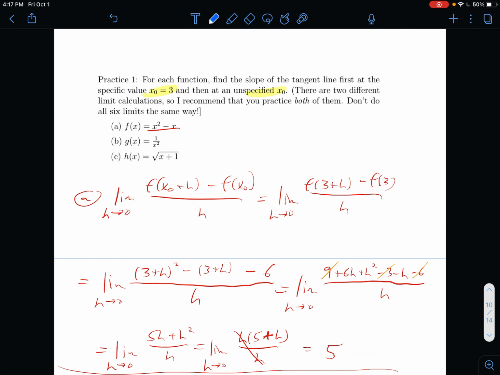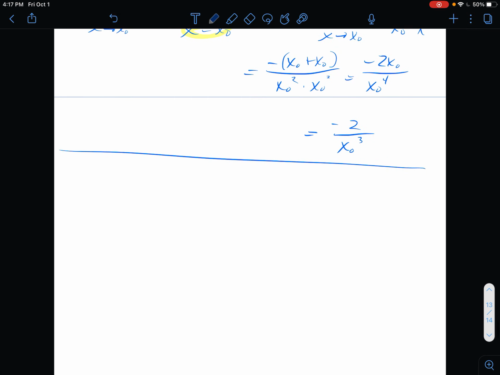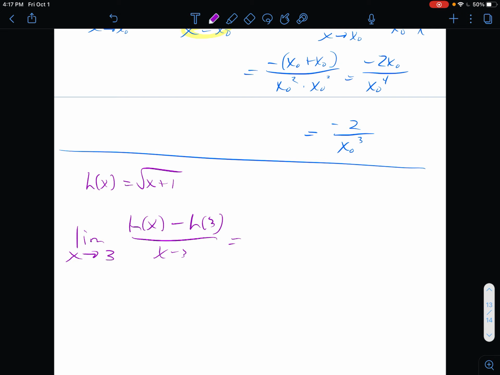Okay, what was the third one? Root x plus 1. Here the function is called h. If that happens, using the version with an h in it gets awkward. I would say just change the name of the function so you don't confuse yourself. But I'm going to use the one where we just approach 3. So I'll use this version, h of x minus h of 3 over x minus 3.